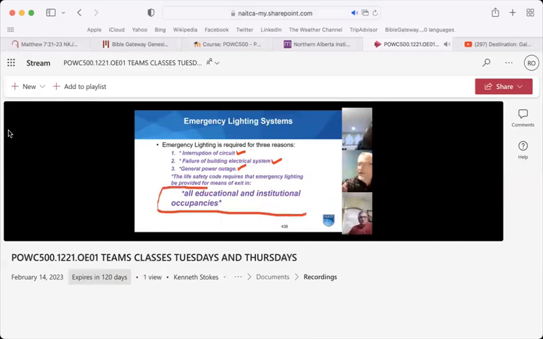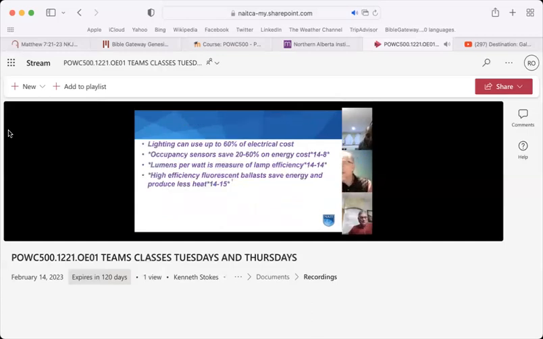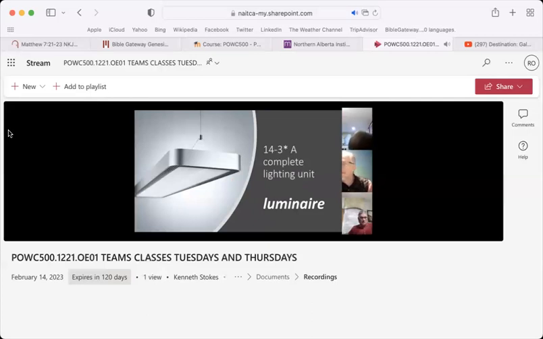The Life Safety Code requires that emergency lighting is provided in all educational and institutional occupancies.